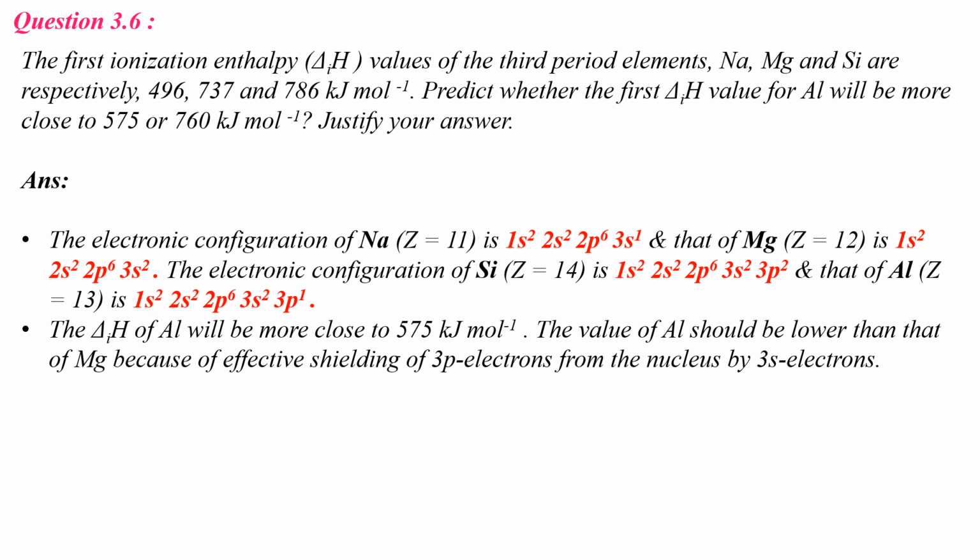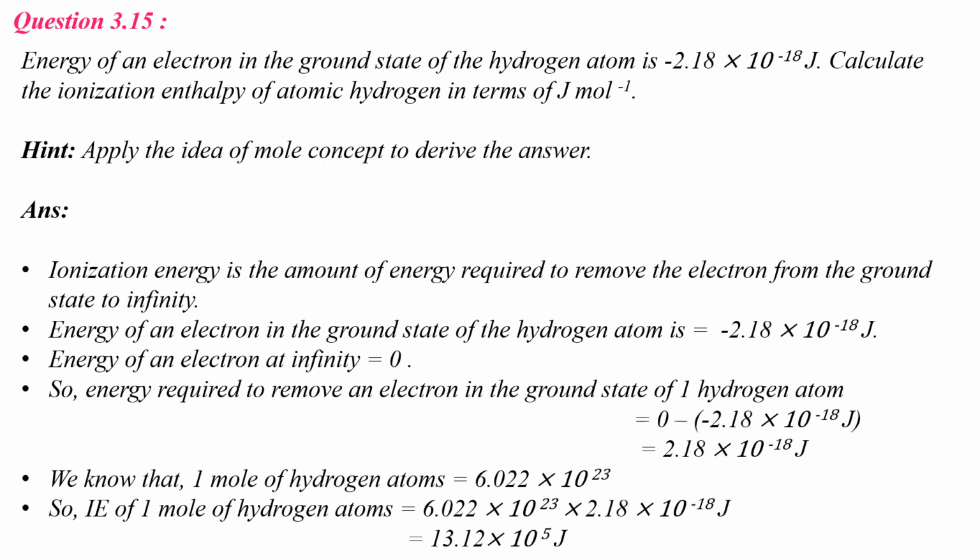You can see that the ionization enthalpy value of aluminium will be closer to 575 kilojoule per mole. The value of aluminium should be lower than that of magnesium because of effective shielding of the 3p electron from the nucleus by the 3s electrons.